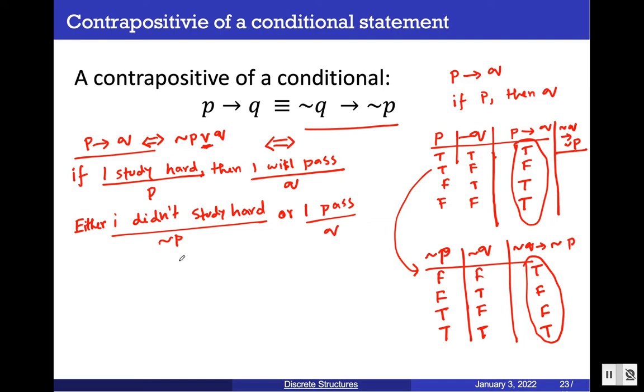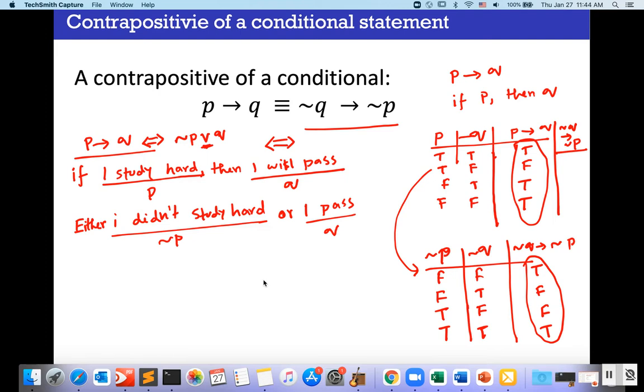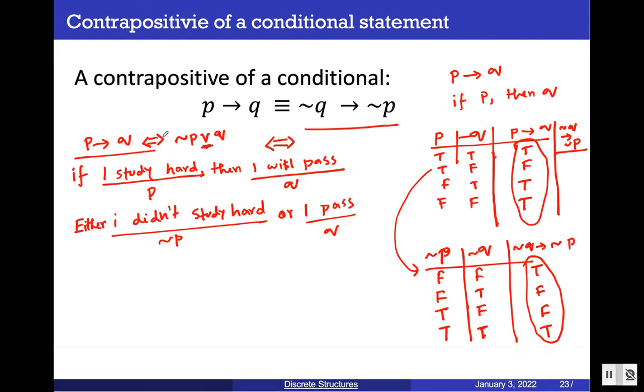All right. So we can see that P implies Q is logically equivalent with not P or Q. Now let's look at this statement. Not Q implies not P is going to be equivalent to not Q or not P. Okay, so not Q or not P. So P implies Q is logically equivalent with not P or Q. So this is going to be equivalent with not Q or not P.